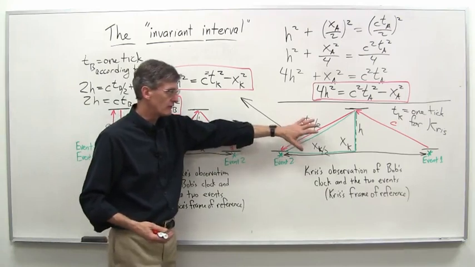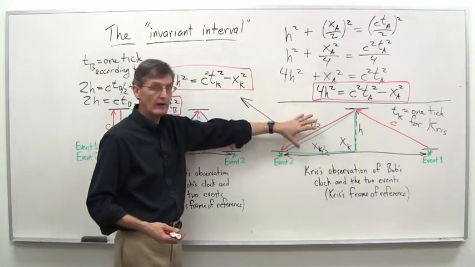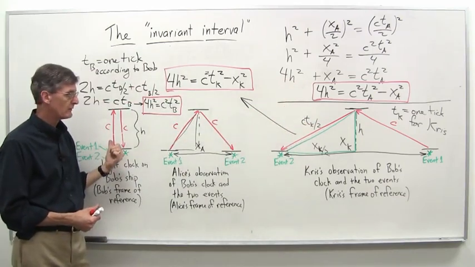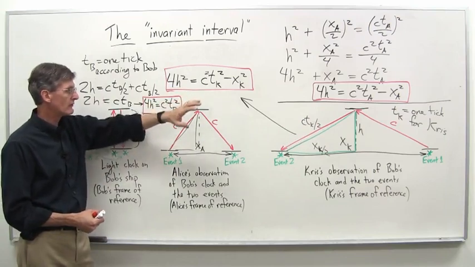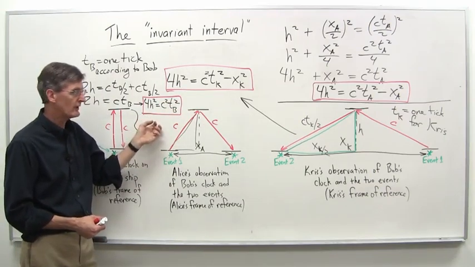So for Chris, she measures the distance between those two flashes, and she measures time on it according to her perspective here, looking at Bob's clock. Alice does the same, and we'll get to Bob in a minute. He's slightly a special case here.